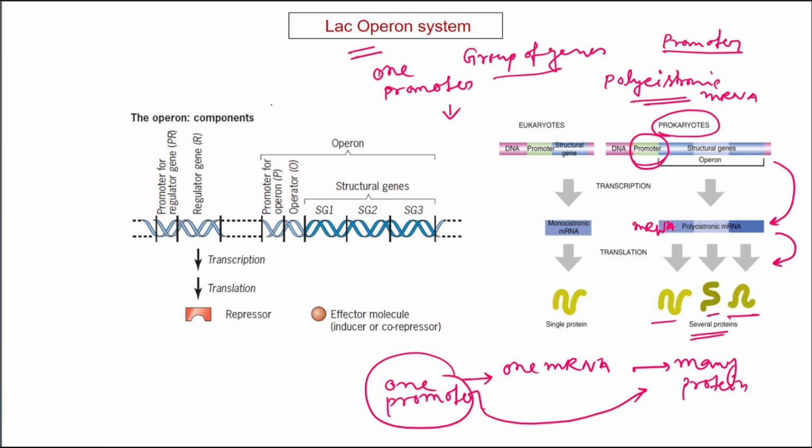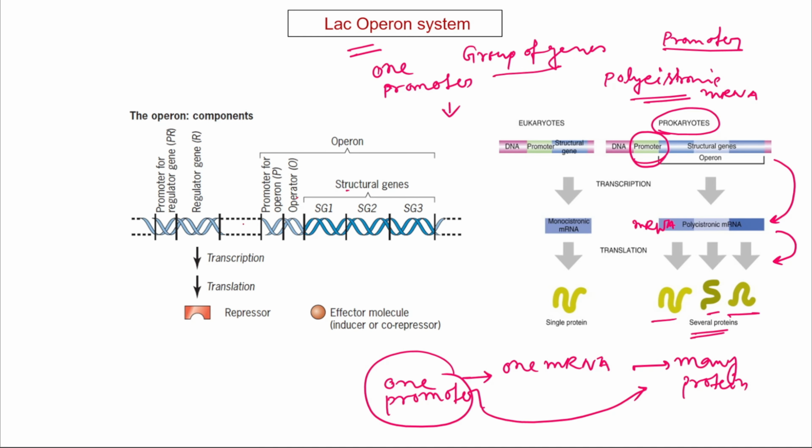So, what are the components of an operon? The key component of an operon is the promoter, denoted by P. It is a DNA sequence where RNA polymerase can bind to initiate transcription, and it is located upstream of the structural gene. Next is the operator, denoted by O.